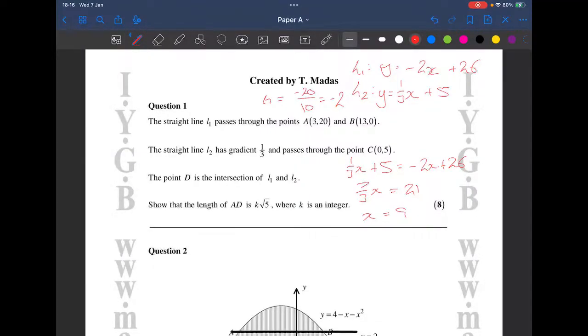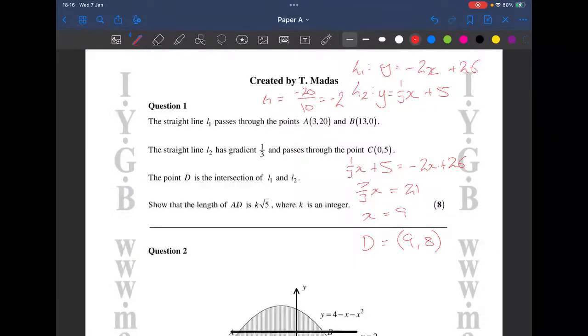To find the y coordinate, we can plug it into either equation, it doesn't matter which one, because like we say, it lies on both L1 and L2. So this one's a little bit easier to deal with. A third of 9 is going to be 3, plus a 5 will give us 8. So that tells us that D is equal to (9, 8). That's the coordinates of D.